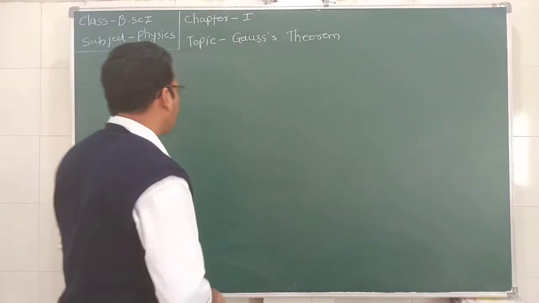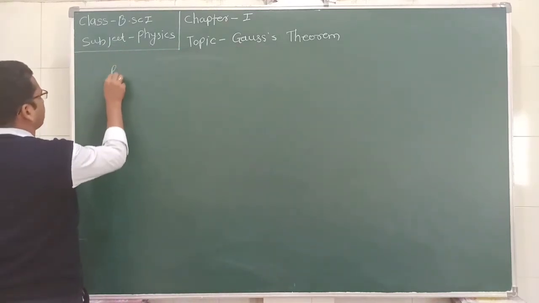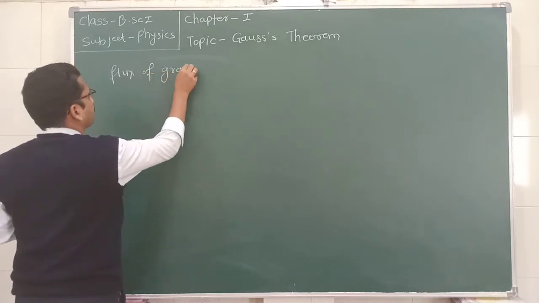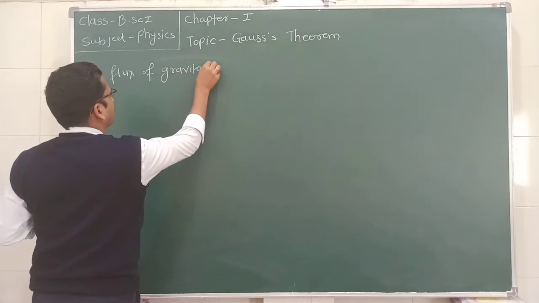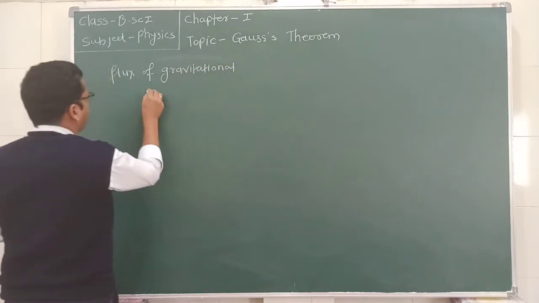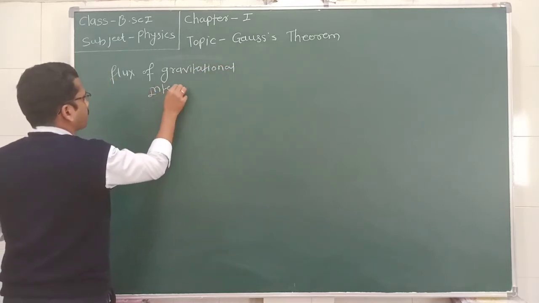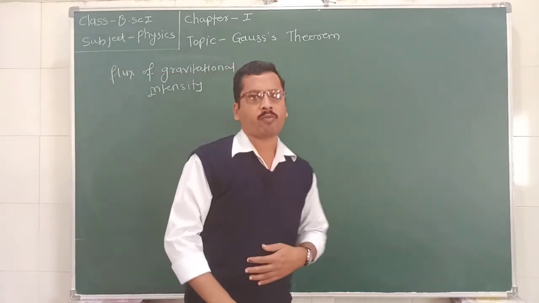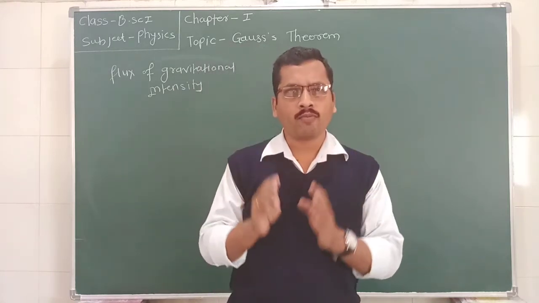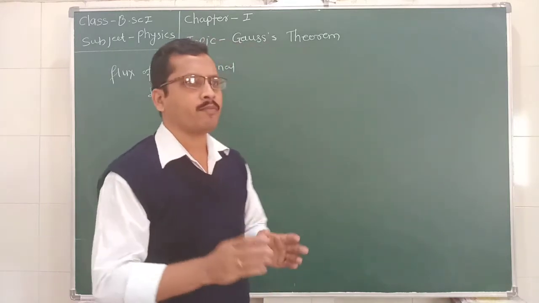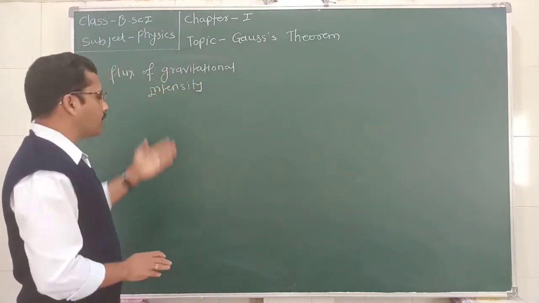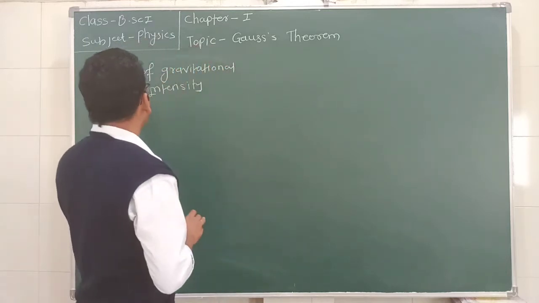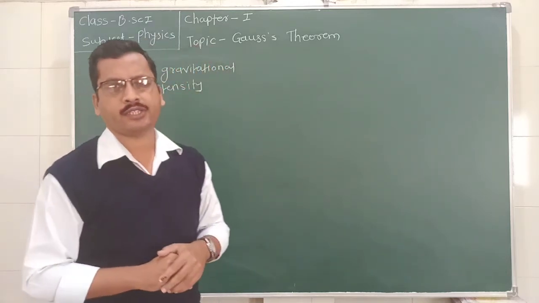Okay, so first of all, we define the term flux of gravitational intensity. So what is the meaning of flux of gravitational intensity? The normal component of the gravitational intensity over any surface is called the flux of gravitational intensity.